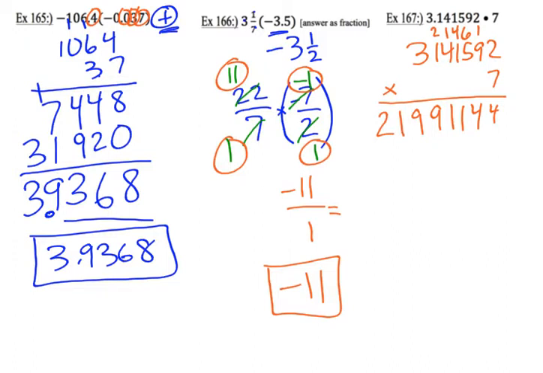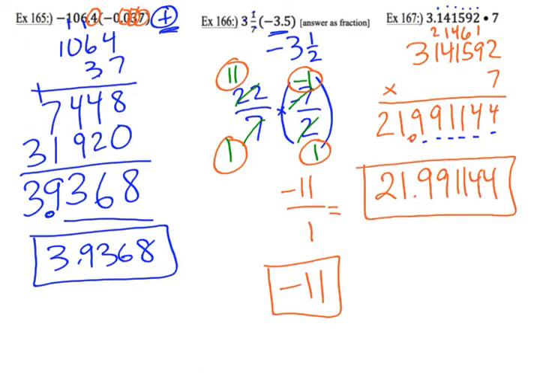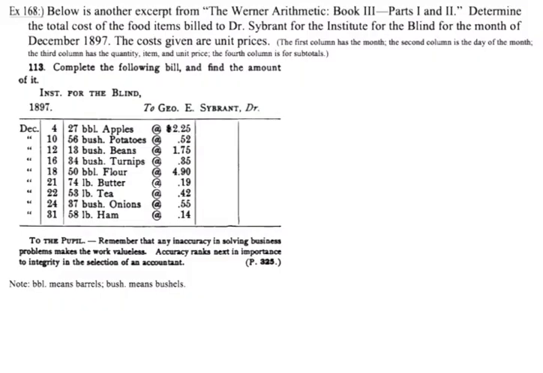Okay, now back in the original problem, there are 6 decimal places. 1, 2, 3, 4, 5, 6. So the decimal point goes there. It's 21.991144. And that is our answer. And it's positive because positive times positive is positive.